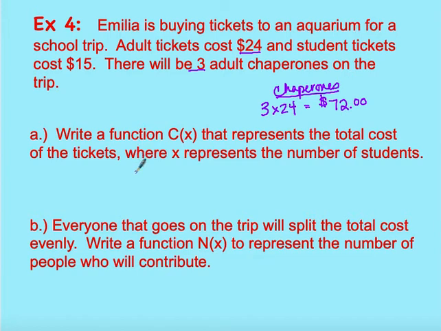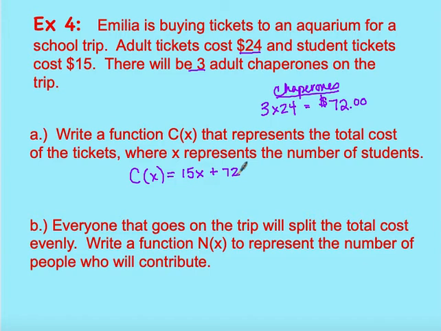So I'm going to write my c of x function. The cost of going on the trip is going to cost $15 for every student. In addition, we know that there are 3 adults going, so it's going to also cost us an additional $72. So c of x, where x represents the number of students, is 15 times x plus 72.